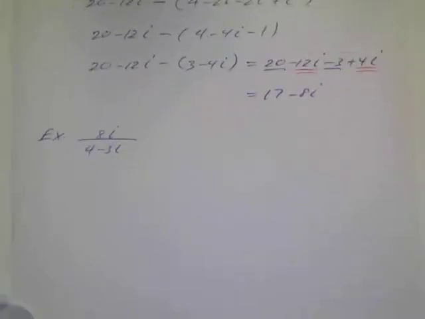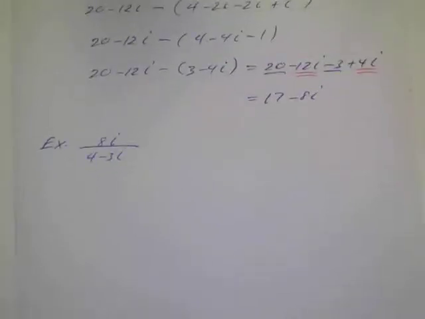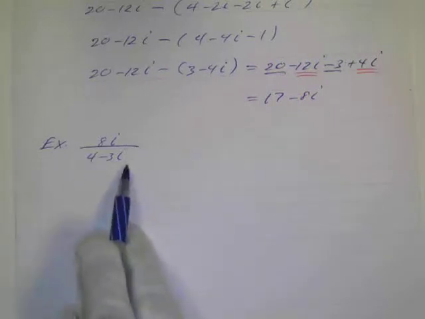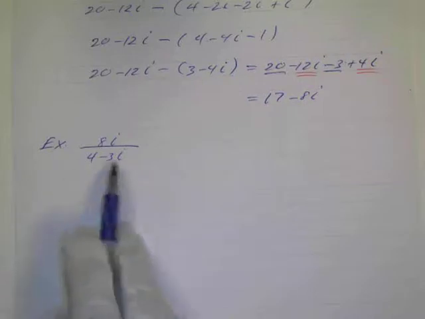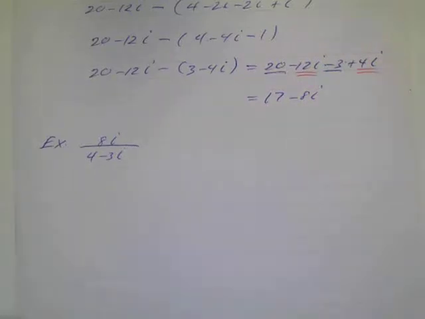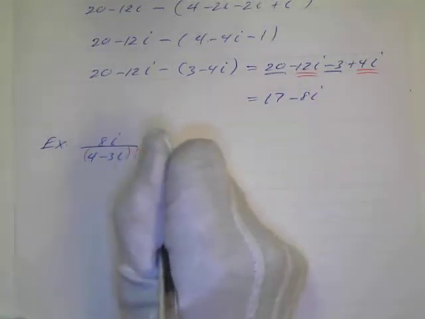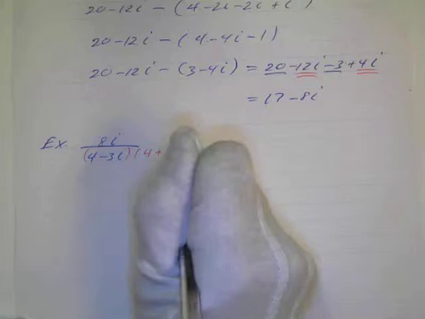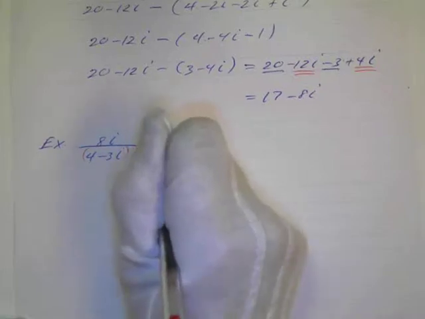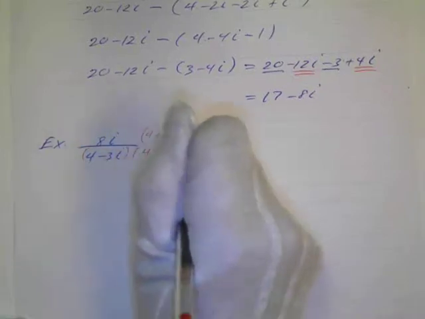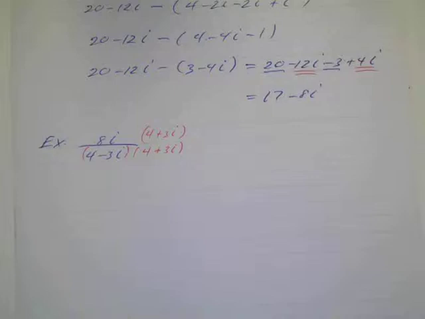So here's another example. If we see this expression, remember i is the square root of -1, and we can't have the square root in the denominator of a fraction. That's one of our no-nos, so we have to rationalize the denominator. We rationalize the denominator by multiplying by the conjugate, just like we do with radicals. So our conjugate is going to be 4 plus 3i. So just multiply the top and the bottom by the conjugate.